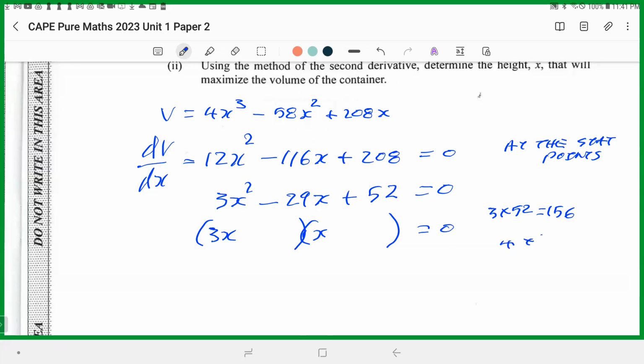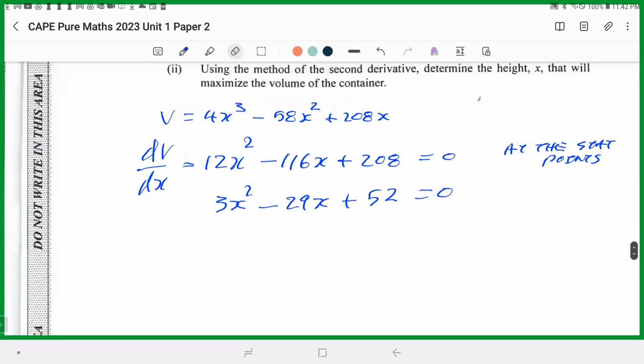4 times 39, 12 times 13. Can I make a mistake somewhere? Let's see if I made a mistake somewhere, guys. Let's see.